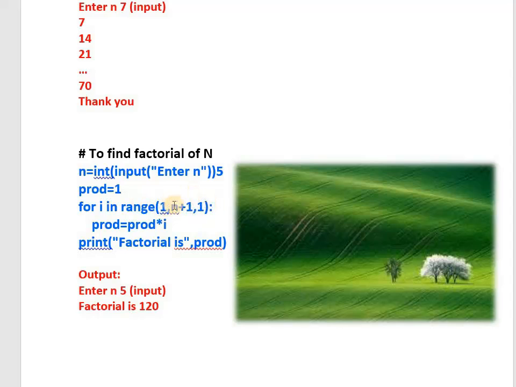What do I do with the 1 to 5 numbers? I am multiplying. The first time the product is 1. 1 into 1, 1. 1 into 2, 2. 2 into 3, 6. 6 into 4, 24. 24 into 5, 120. The for loop is over. Factorial is 120. I hope you have understood.